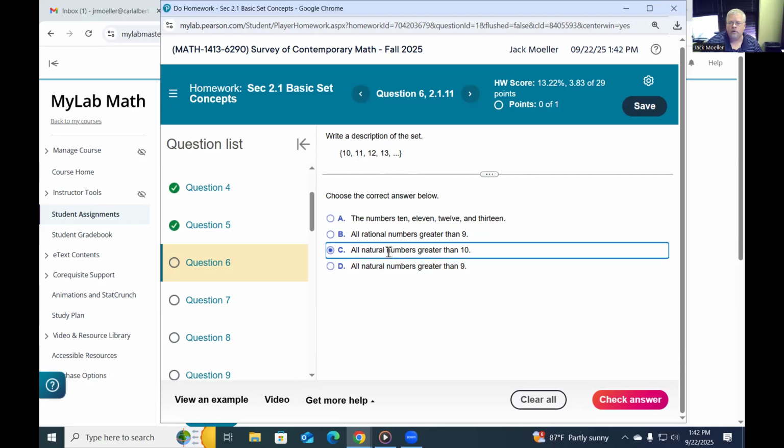So is it all natural numbers greater than 10 or all natural numbers greater than 9? Well, the difference there is where do we start, 9 or 10? Since it didn't say all natural numbers greater than or equal to 9, or including 9, 9 is not part of the set. So D is the answer. If it was answer C, then we'd start at 11 because it didn't say to include 10. So again, when you're dealing with these sets, be careful with your starting and ending numbers.